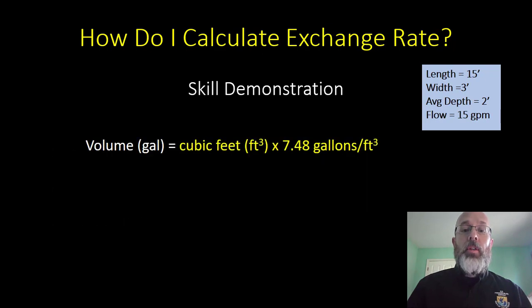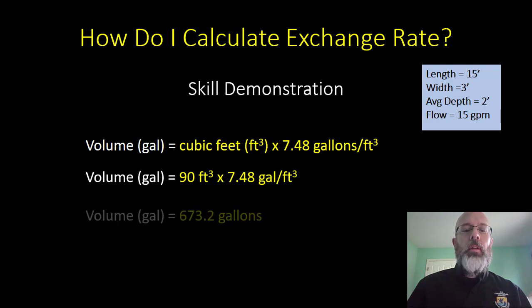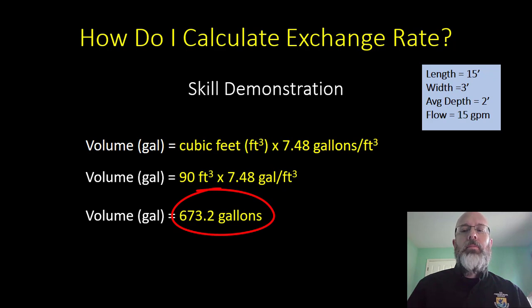Now we need to convert the cubic feet volume into gallons. The conversion for that is cubic feet times 7.48 gallons per cubic foot. So we had 90 cubic feet times the 7.48 gallons per cubic foot, and that gives us 673.2 gallons.